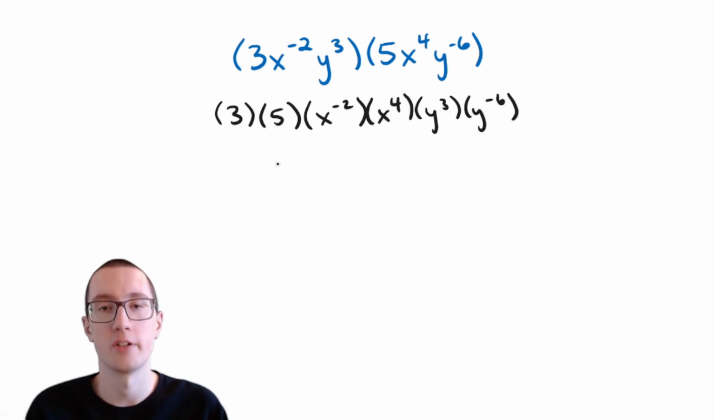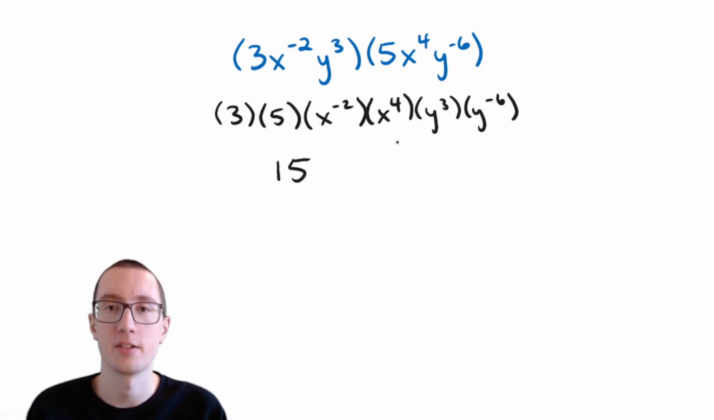So 3 times 5, well, that's 15. But now it gets a little more complicated. x to the minus 2 times x to the 4th. How do you even do that? Can you do that? I don't know. Well, you can multiply two of the same letter here with different exponents. And here's how you would do that.